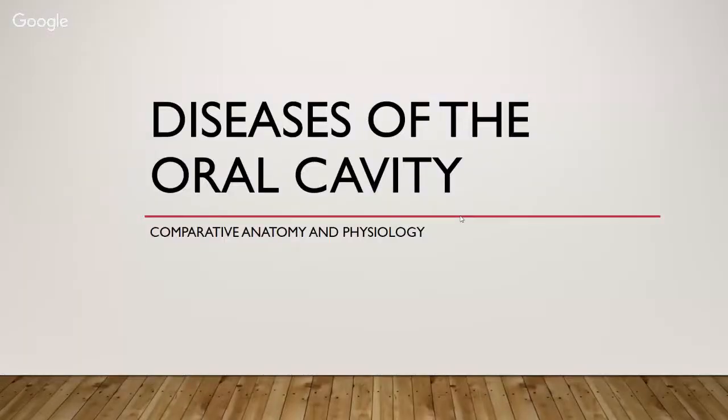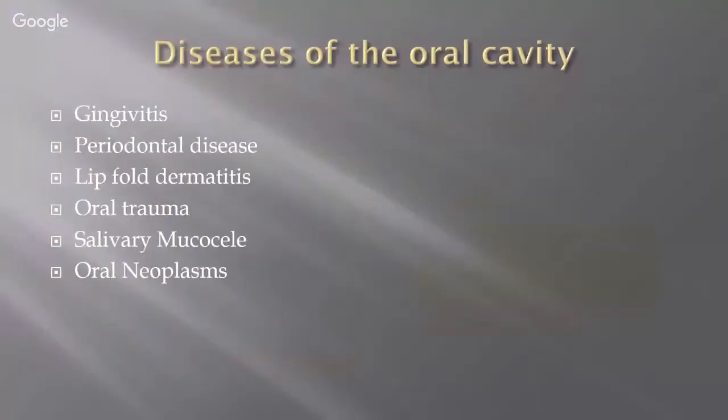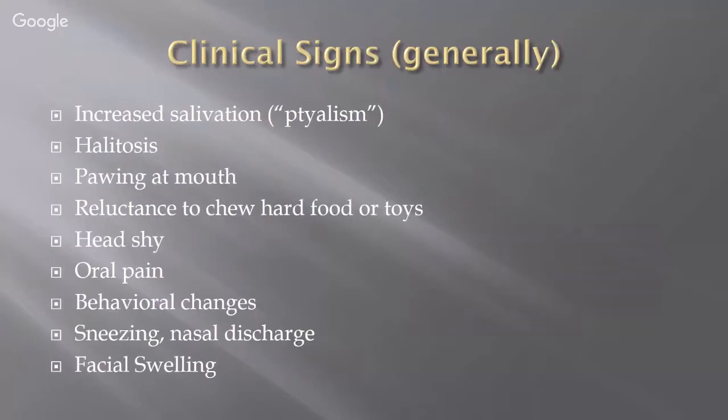Hi, we're going to be talking about the diseases of the oral cavity within comparative anatomy and physiology. First of all, what we're going to be talking about today are gingivitis, periodontal disease, lip fold dermatitis, which we will also talk about with skin diseases, oral trauma, salivary mucocele, I'll describe what that is, and oral neoplasms or cancer. So our general signs that we will see with any disease within the mouth, we'll see increased salivation.